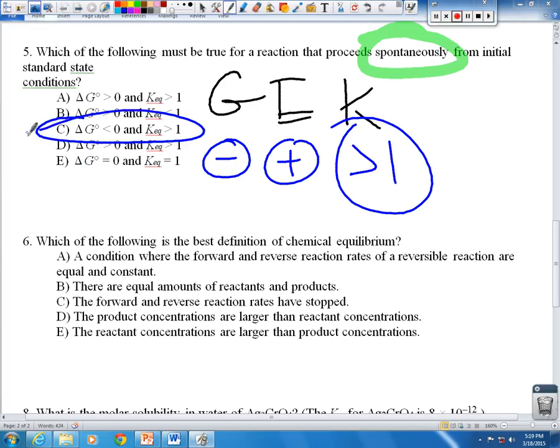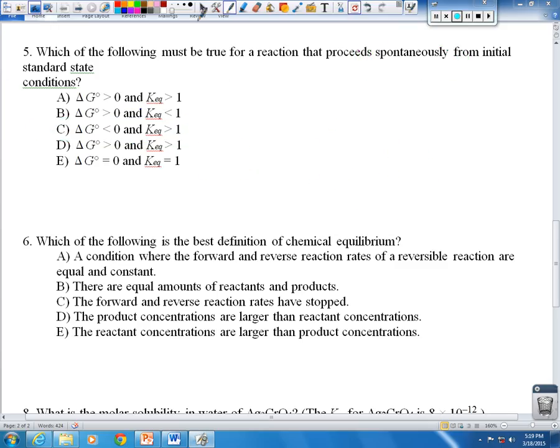Why? That's the only one where G is less than 0. What's another way to say G is less than 0? It's a negative number. Okay? I'm telling you, there's a lot of those on there.